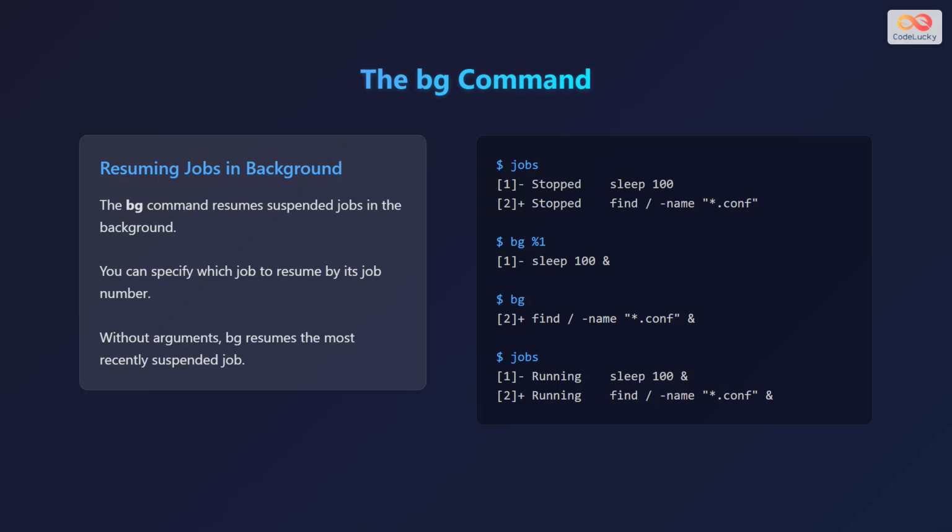If you then simply type bg without a job number, it will resume the most recent job, which is job number 2. The output will show [2]+ find / -name *.conf &. Now when you type jobs again, you'll see that both jobs are running in the background, with the output [1] Running sleep 100 & and [2]+ Running find / -name *.conf &.